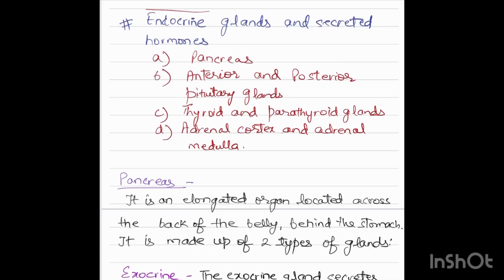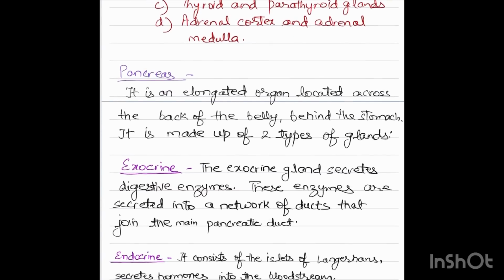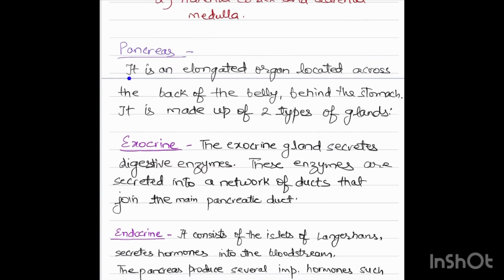So in today's video we will be discussing endocrine glands and their secreted hormones. The different organs we'll be discussing are the pancreas, anterior and posterior pituitary glands, thyroid and parathyroid glands, adrenal cortex and adrenal medulla. So first of all, pancreas.